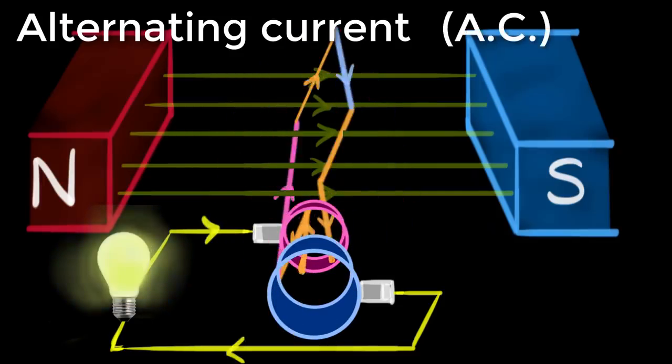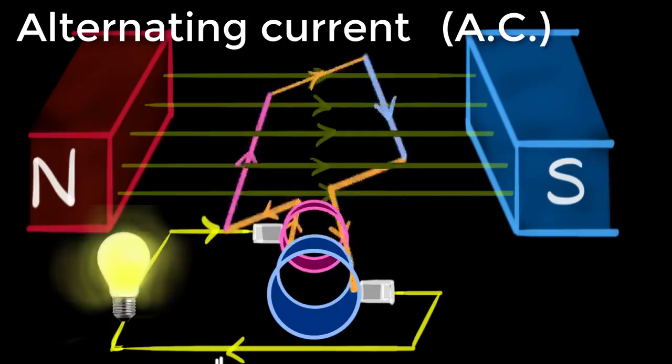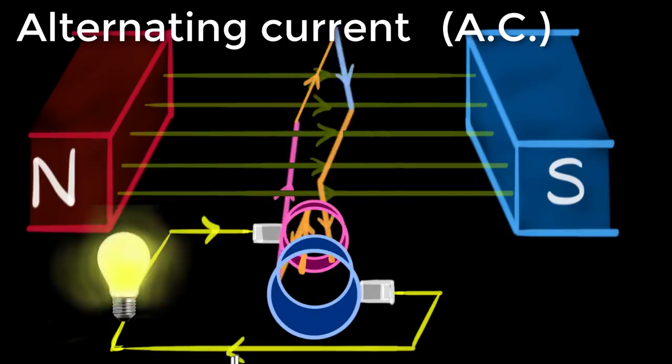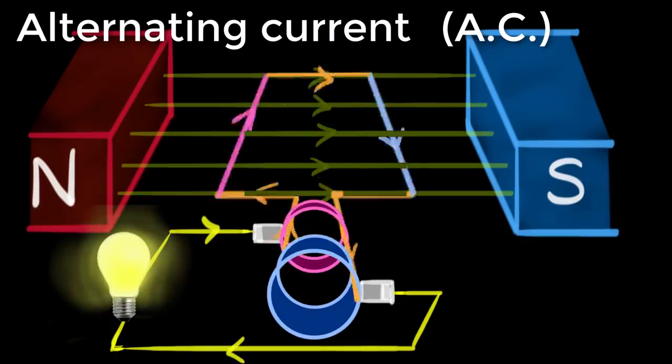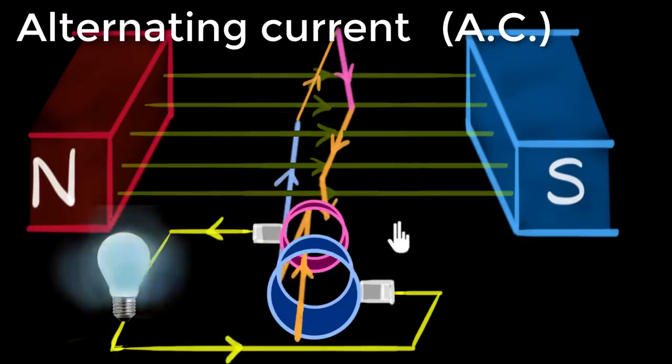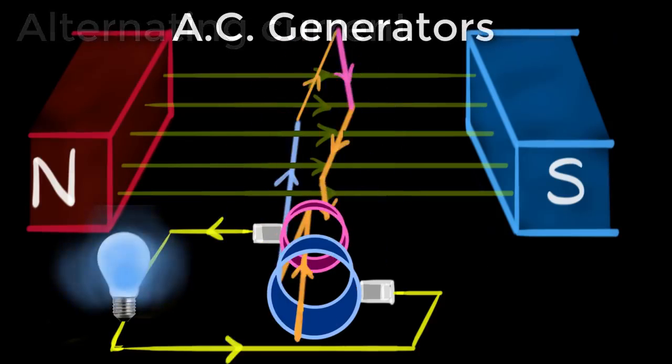And this might sound a little weird, but it turns out that when you want to transmit electricity over a long distance, like from the power station to your houses, then alternating currents, or AC, have some great advantages over unidirectional currents, or DC. And it's for that reason the electricity that we get at our houses is all AC. And these generators are called AC generators.